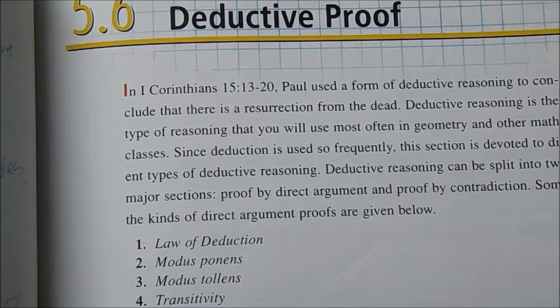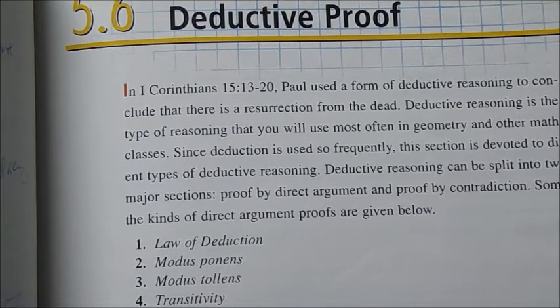All right, deductive proof, section 5.6. It says in 1 Corinthians 15:13 through 20, Paul used a form of deductive reasoning to conclude that there is a resurrection from the dead. Deductive reasoning is the type of reasoning you will use most often in geometry and other math classes. Since deduction is used so frequently, this section is devoted to different types of deductive reasoning.